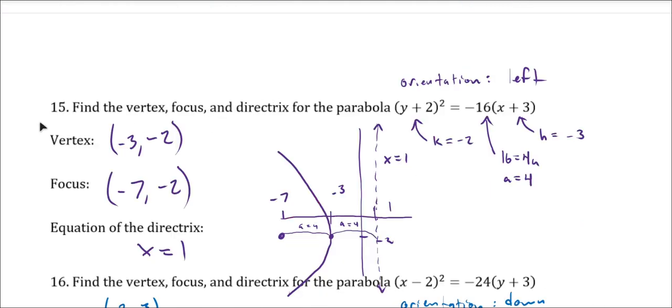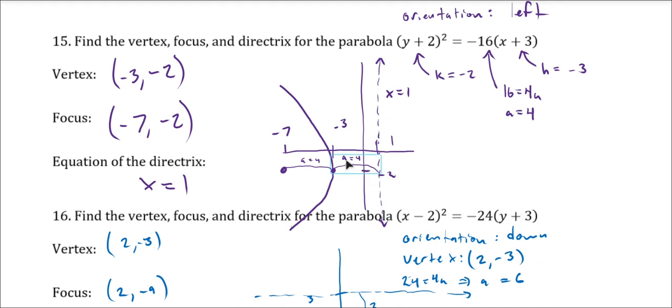Question 15 also asks us to find the vertex, focus, and directrix of this parabola. We first note that its orientation is left-right because y is squared and x is not. We then note that this leading term next to the x is negative, and so this is a left-oriented parabola. We see it has vertex at -3, -2, and the value of a is going to be 4. So if we go down to -3, -2, and we go 4 units to the left, we're going to be at our focus. And if we go 4 units to the right, we're going to be at the vertical line, which represents our directrix. That gives us these values here.